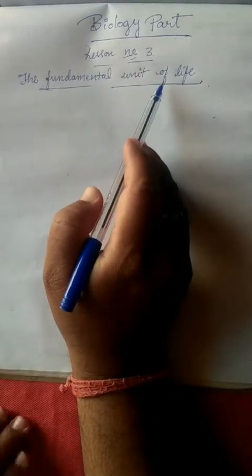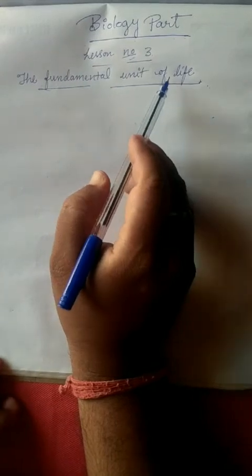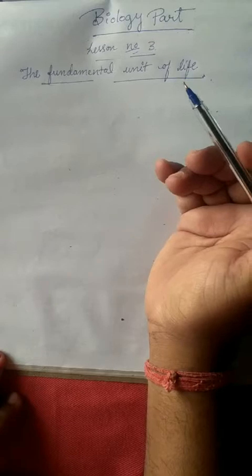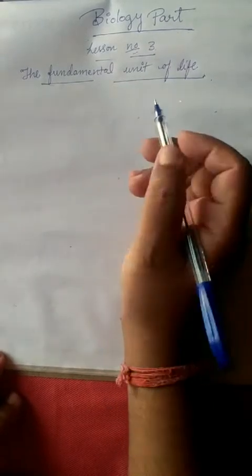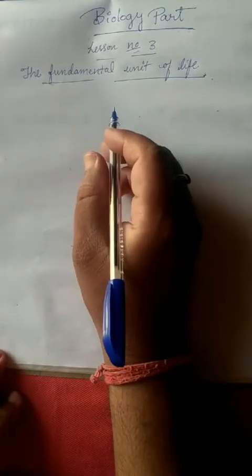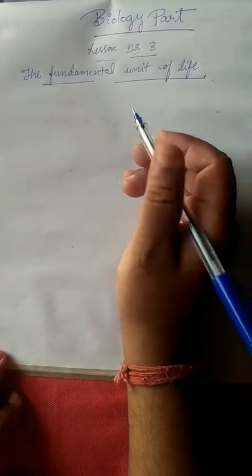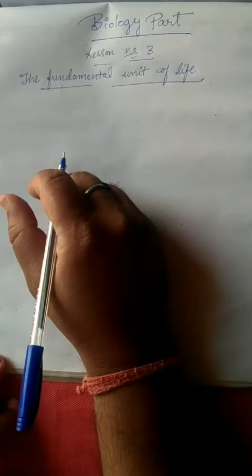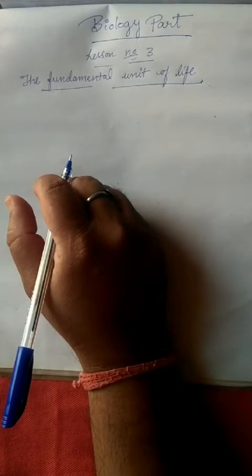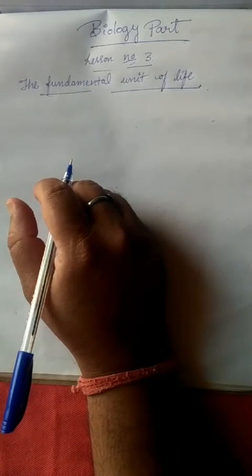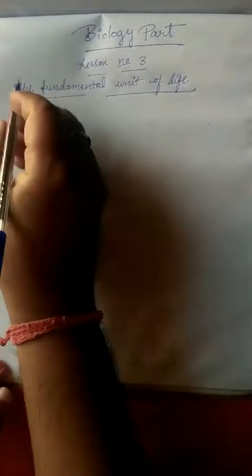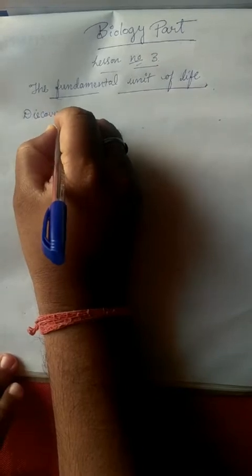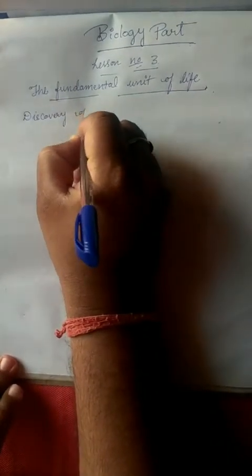In this chapter we discuss the discovery of cell, types of cell, functions of cell, structure of cell and their functions. These are the topics which we cover in this chapter. First of all, we discuss the discovery of cell.